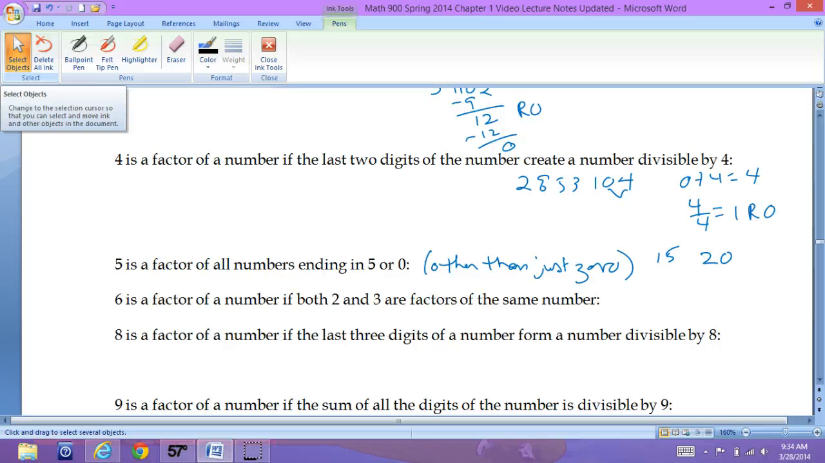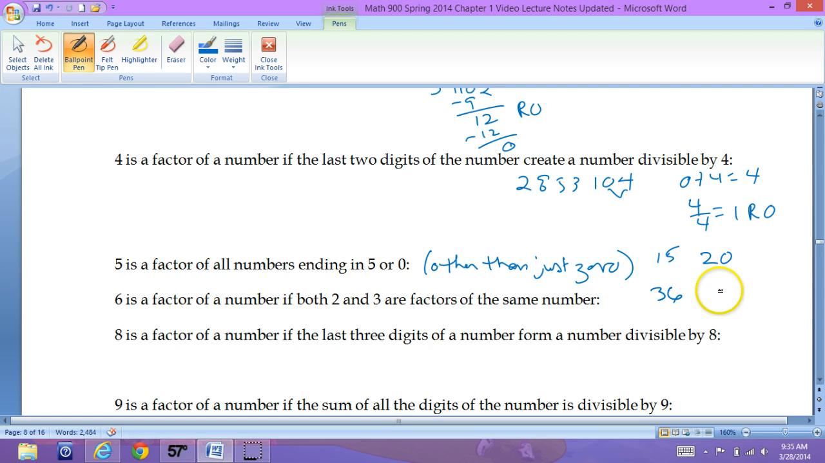6 is a factor of a number if both 2 and 3 are factors of the same number. And that's an important relationship to understand. If you have a number such as 36, 3 is a factor of 36, 2 is a factor of 36. Therefore, since both are factors, if you multiply them together, you get 6, and therefore 6 has to be a factor of 36, and we know that that's true.